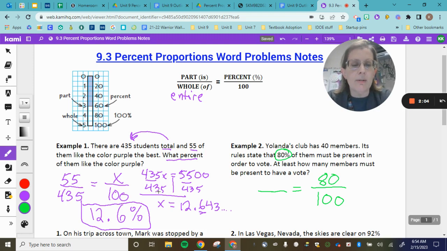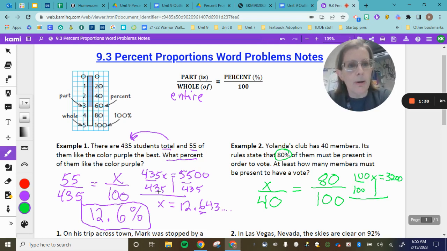And then Yolanda's club has 40 members, and its rule states 80% must be present. So I know that not everyone has to be there. So 40 has to be the everybody, and we're looking for how many people have to be there for them to hold a vote. Now I cross multiply. I will get 100x equals 3,200, and then I will divide both sides by 100 to get x equals 32. So that means 32 members have to be there in order to vote.